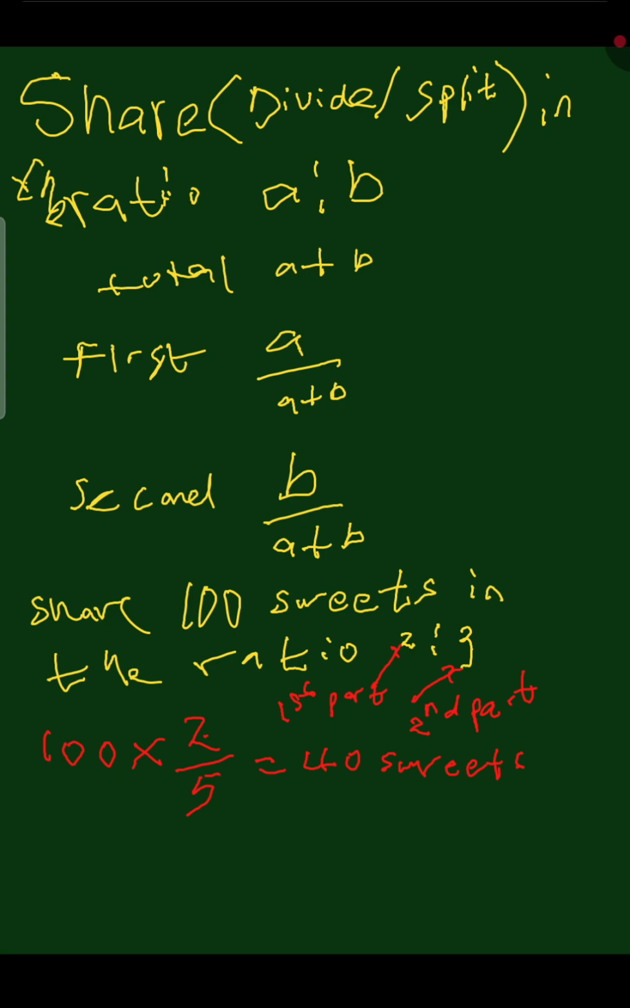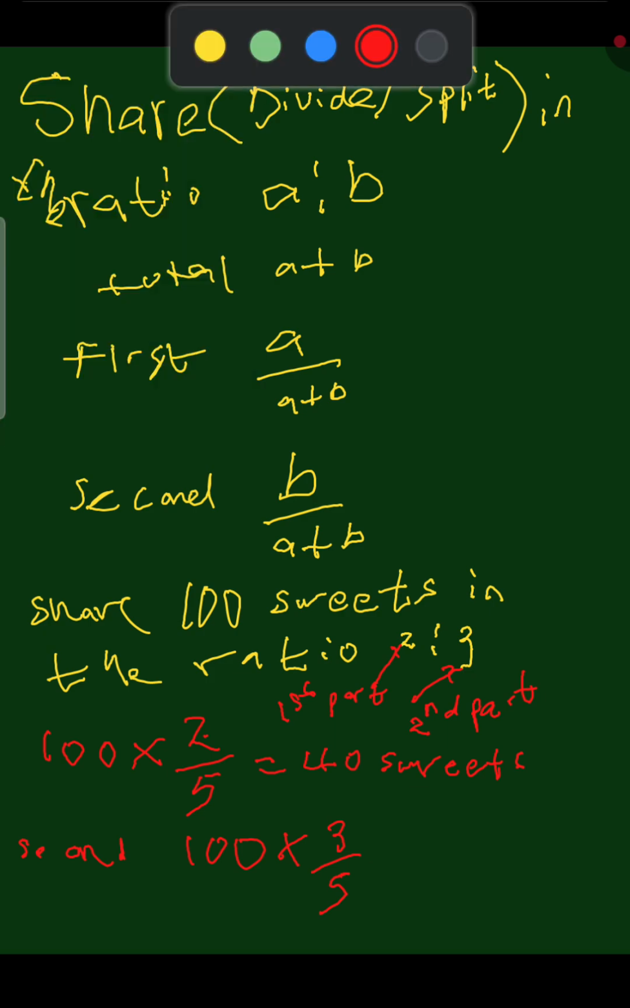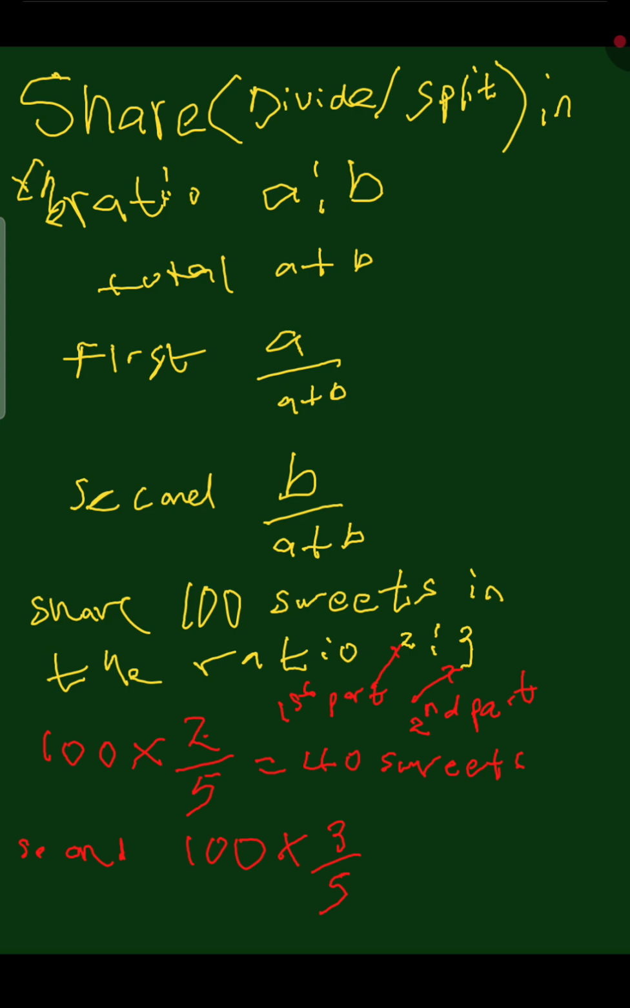Now the second one will get 100 multiplied by 3/5. So in other words, now this second person, out of the 100 sweets that is available, the second person will get 3 parts out of the whole part, which is 5.